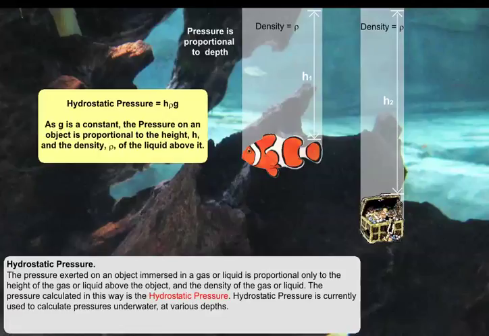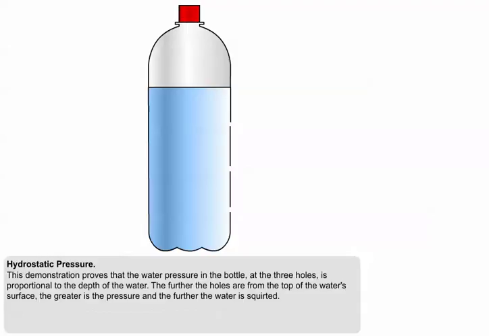Let's now look at an actual example which will confirm that the pressure in a fluid is related to depth. This drinks bottle is filled with water, and 3 small holes are made in the side at various heights. When the top is removed, water flows out of the bottle from the holes in the side of the bottle in the manner you see here. This demonstration proves that the water pressure in the bottle at the 3 holes is proportional to the depth of the water. The further the holes are from the top of the surface of the water, the greater the pressure is at that particular point. The bottom hole is under the highest pressure and therefore squirts the water the greatest distance.